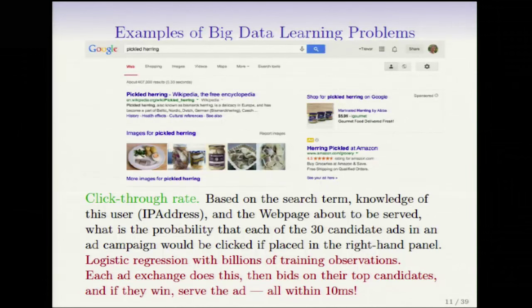And what they do is logistic regression with billions of training observations. Each ad exchange does this, then bids on the top candidates, and if they win, they serve the ad. Now, the models are fit offline, but the evaluation of the 30 ads using the fitted model has to get done in real time, and all of this has to happen within 10 milliseconds because the ad's got to be served almost instantly on the page. So that's a big modeling problem, and it uses tools that we're very familiar with in machine learning and statistical learning. So licorice, the Dutch also like salted licorice, right?